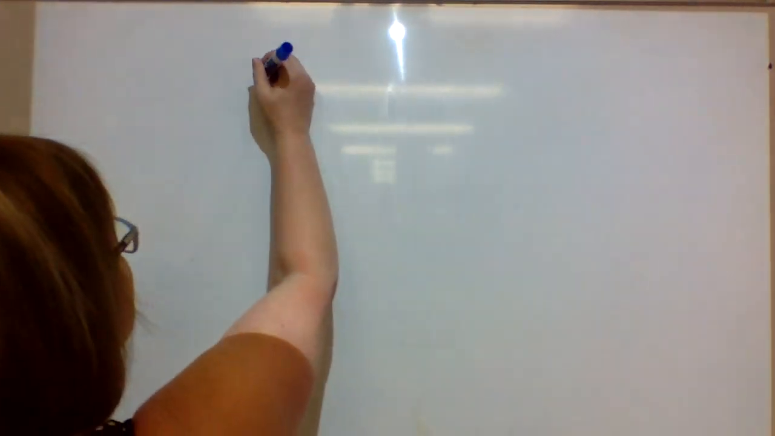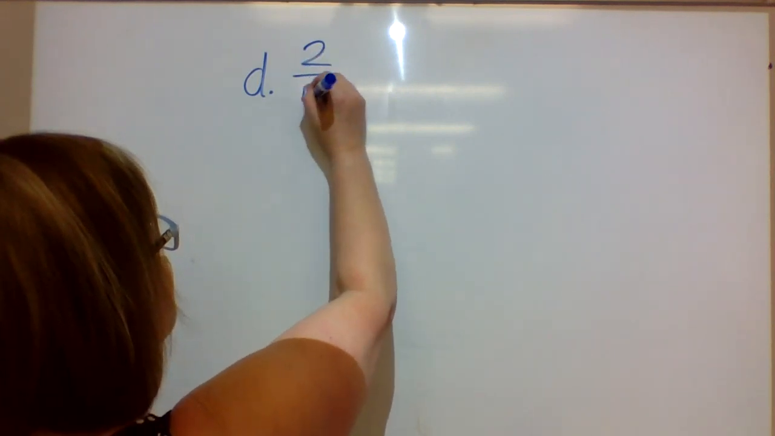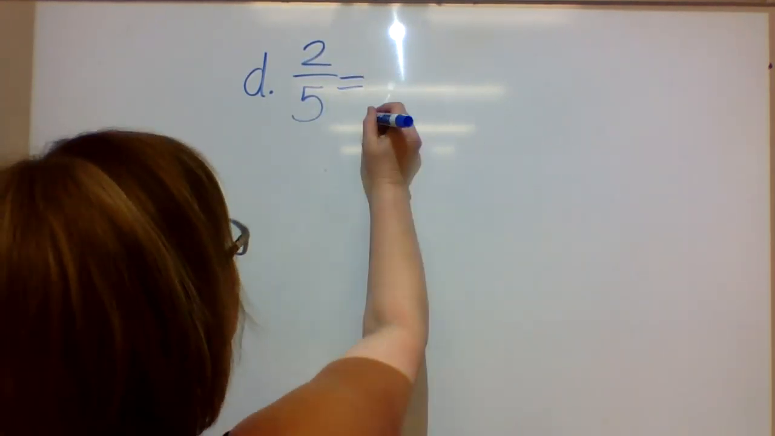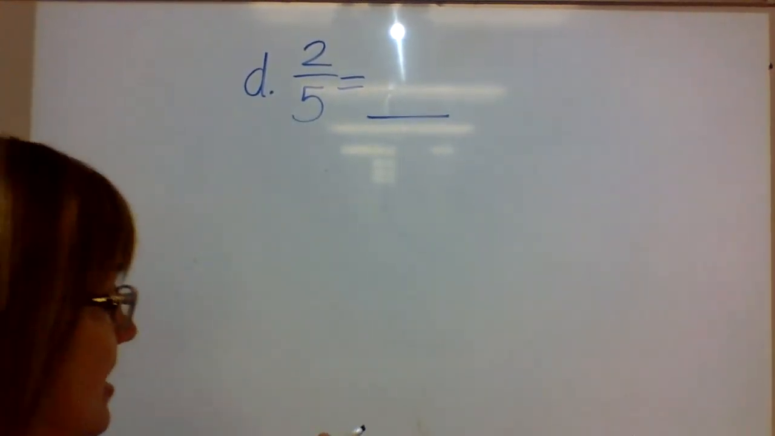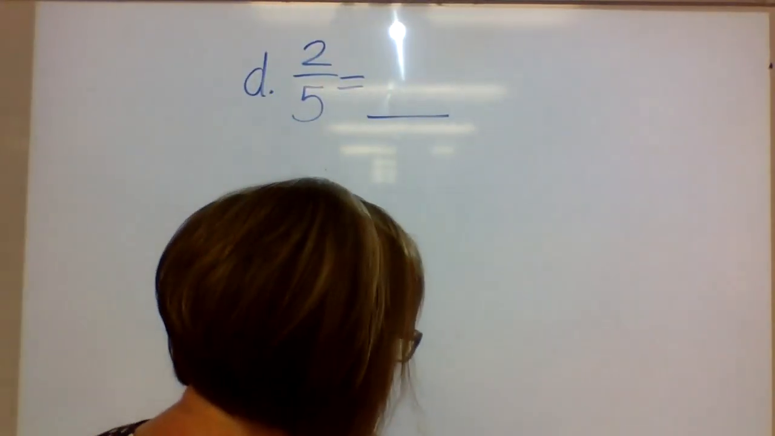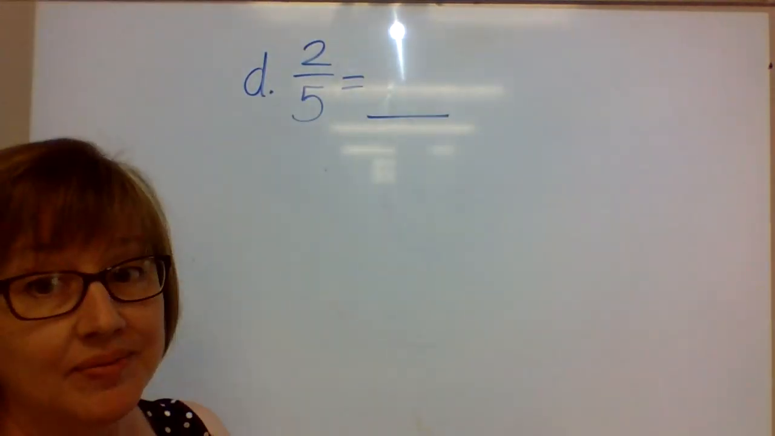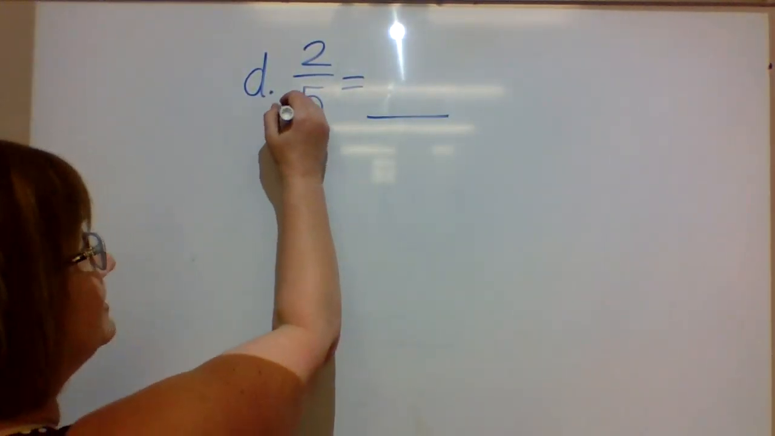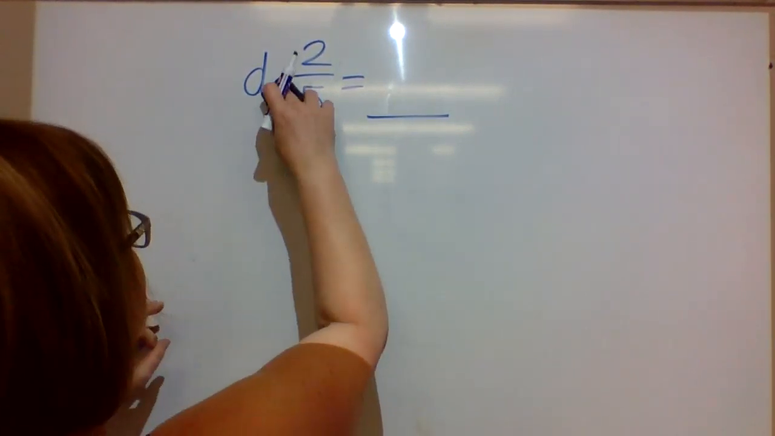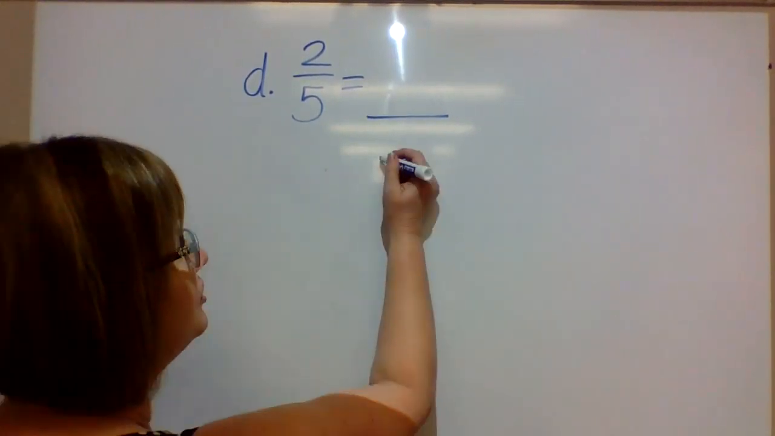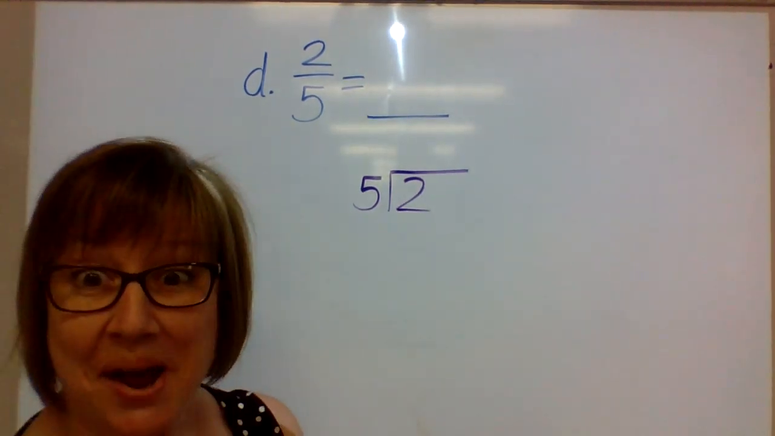So on section 1, we're going to do D, which is 2/5 equals what decimal? All right. So remember I told you a fraction is a division problem, right? And which one is the divisor? The denominator. Denominator is the divisor, okay? I said at the beginning of the year, you don't know how to do this, but now you do. We don't know how to divide 2 by 5, but now we do.